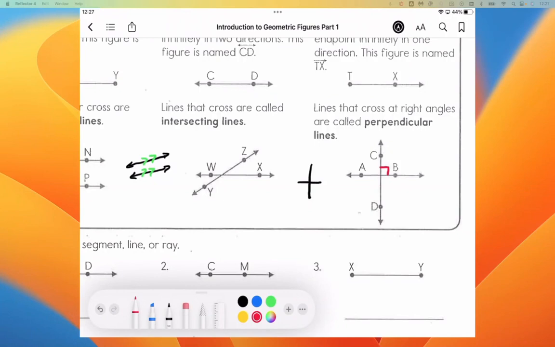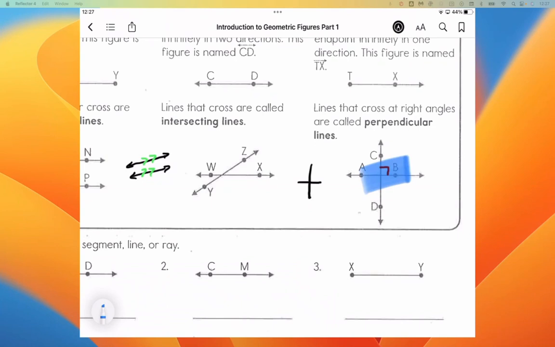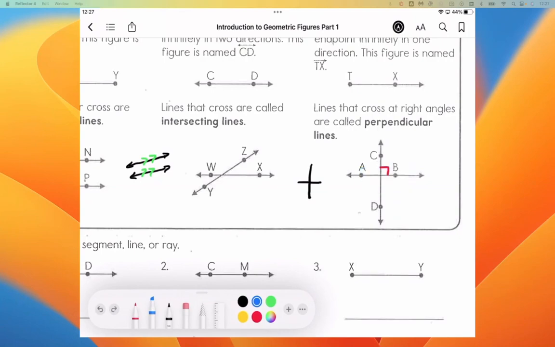The way that we need to have proof when we state that something is perpendicular is that little box drawn in the corner. That tells us explicitly, hey, these lines are perpendicular.